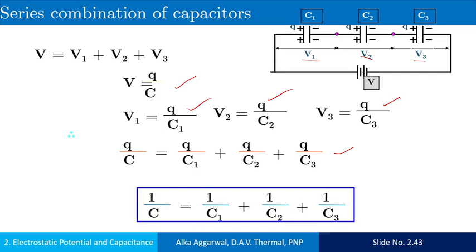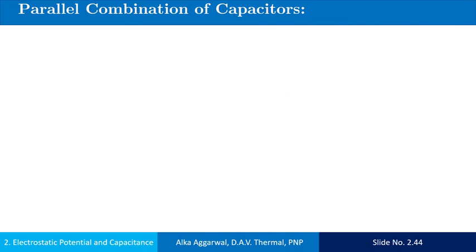upon C3. The effective capacitance in series combination is less than the least of all the individual capacitances. For example, if there are capacitors of capacitances 300 microfarad, 500 microfarad, 600 microfarad and arranged in series, then net capacitance is smaller than 300 microfarad. Next is a parallel combination of capacitors.